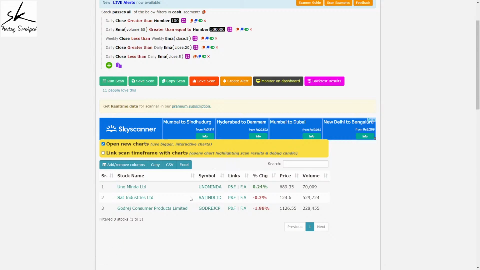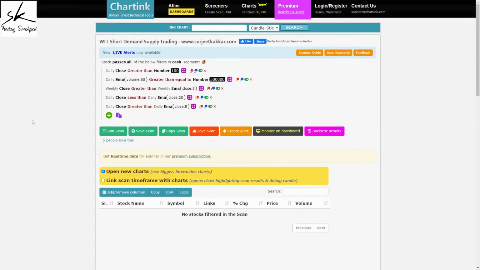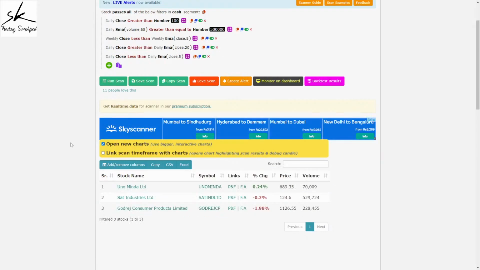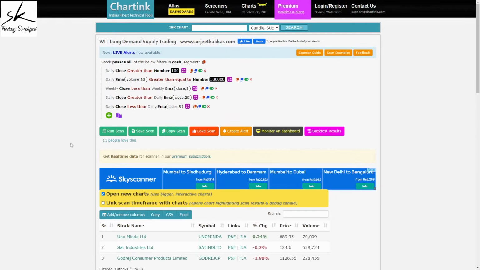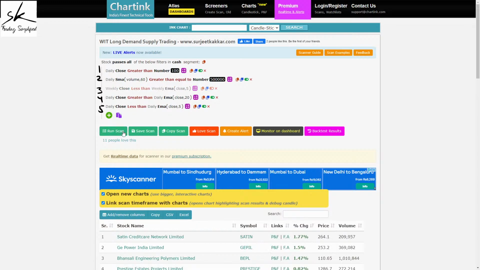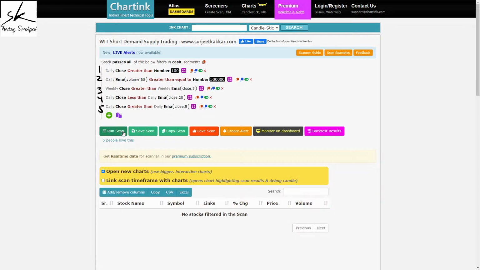Now, many times what can happen is your list might be a very small list, like you can see today, or maybe nothing is getting shortlisted. So if you want your list to be a little bigger so that you can look at more symbols to identify your opportunities, then what you can do is, you can see that in this scanner, I have given 5 different conditions. You will disable the third one and you will run the scan again. And I'll do exactly the same thing here. I'll disable the third one and I'll run the scan again.